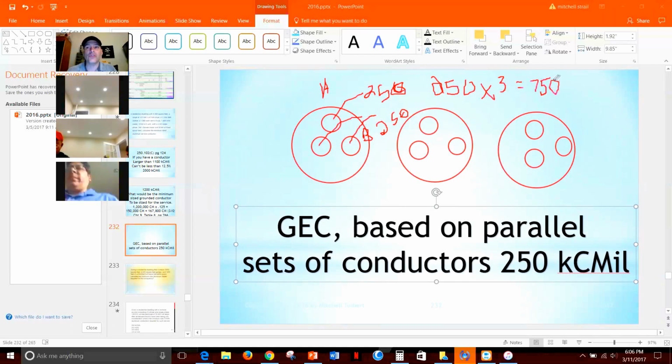I'm going to use 750 kc mil on that table, and what would that give you at 750 kc mil? 2-aught. So right here in this pipe, I'm going to have a 2-aught conductor based on that fuzzy math right there with note 1.